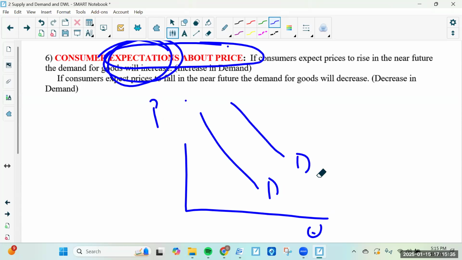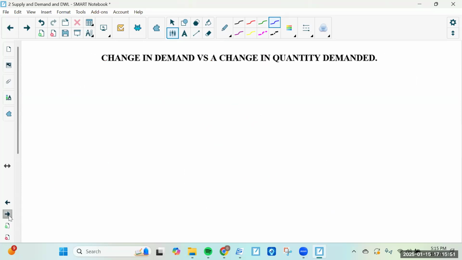If you expect it to go on sale next week, you're going to wait. You're not going to buy it today. The demand curve is going to shift to the left. So it's expectations about price. It hasn't happened yet. If it happens, you move along the curve. You don't shift the curve. And that is your determinants of demand.